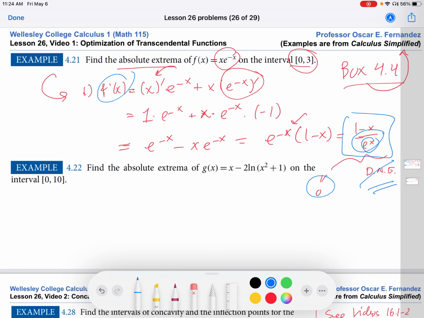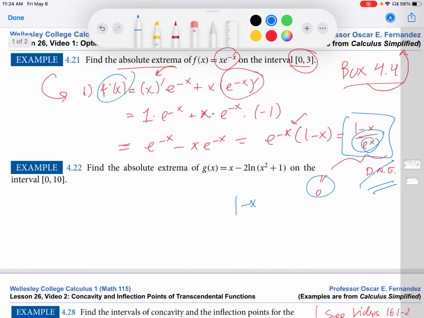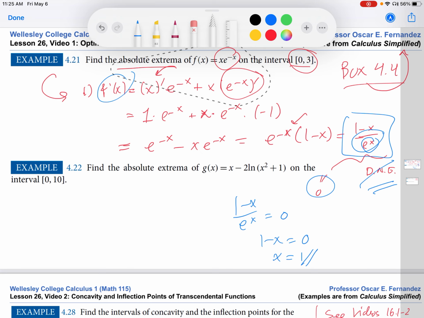Okay, are there points where it's 0? So let's set 1 minus x over e to the x equal to 0. I can safely multiply both sides by e to the x because, again, e to the x is never 0. And so I'm left solving this, which gives me x equals 1. So that is the only critical number, in other words, place where the derivative is either 0 or undefined, specifically, in this case, 0. So x equals 1.